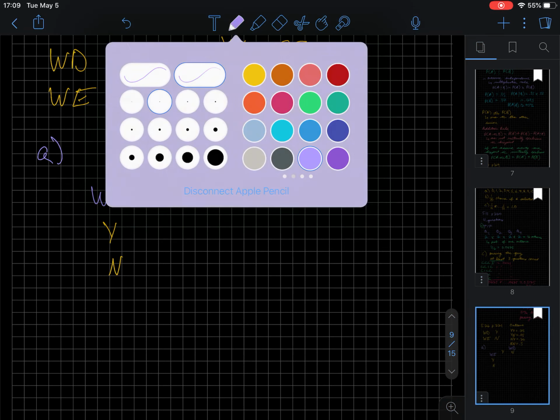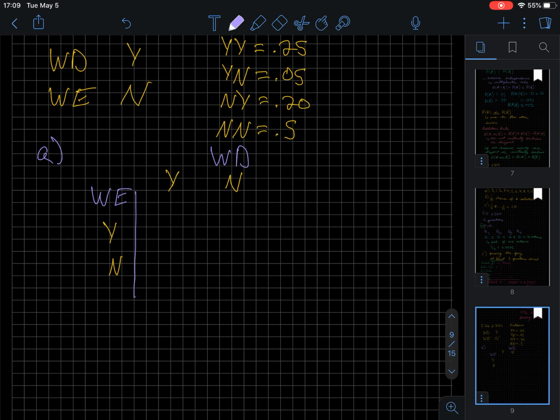So if we make our little contingency table, let's fill this in. If we look at what exactly we did, we saw the weekend and the weekday. We know that double yes right here is 0.25. If we look at yes on the weekend but no on the weekday, this is going to be 0.05.